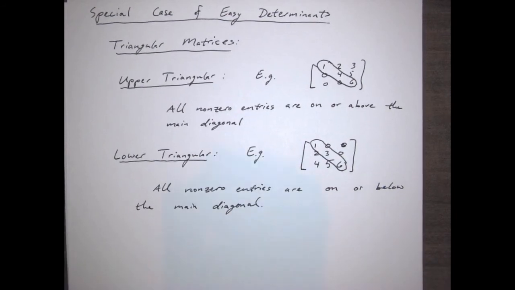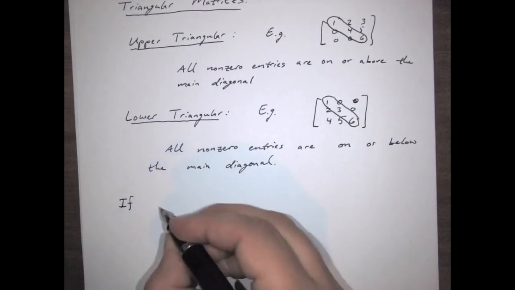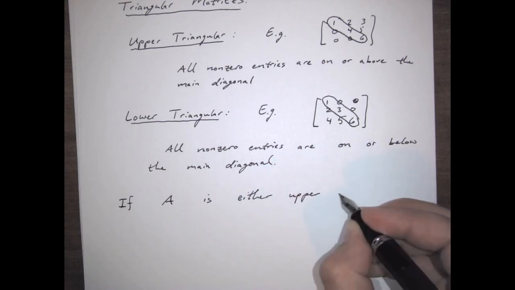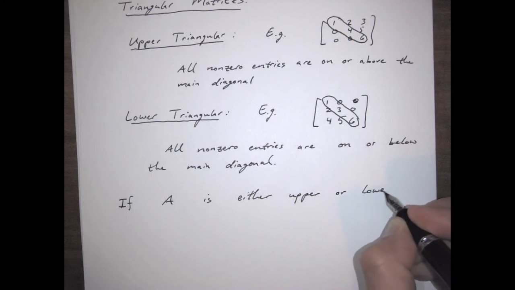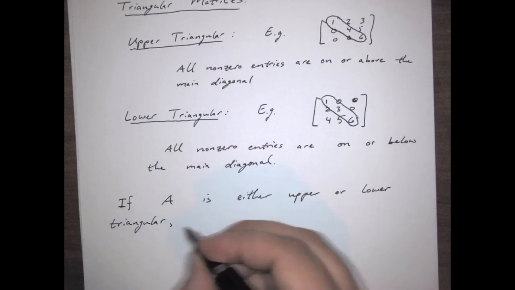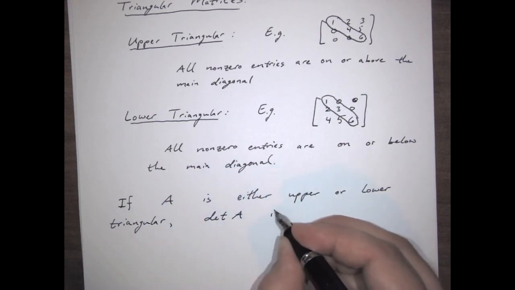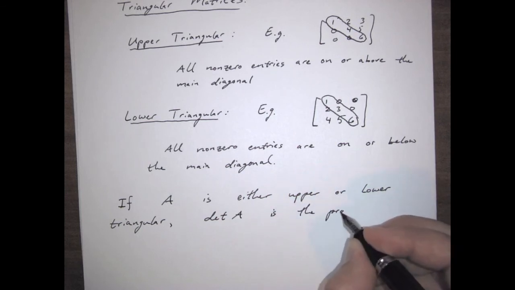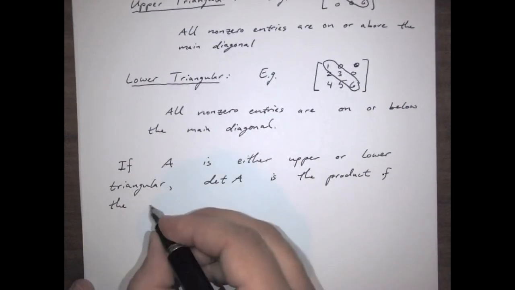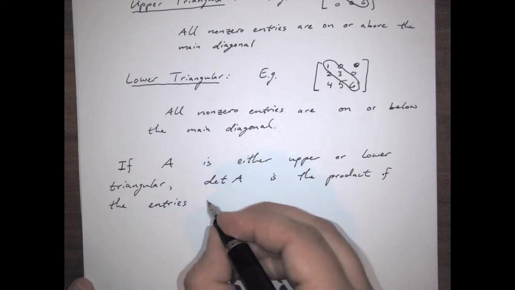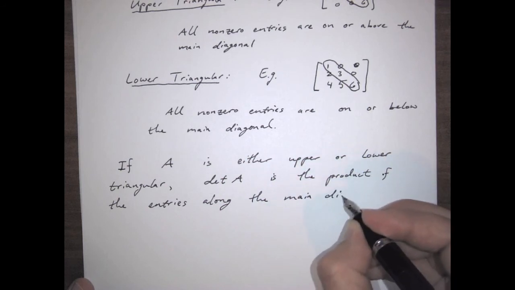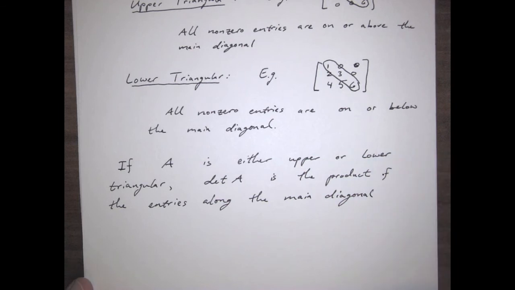Okay, well, if we have a matrix that is either upper triangular or lower triangular, then the determinant becomes a breeze. So if A is either upper or lower triangular, the determinant of A is the product of the entries along the main diagonal.